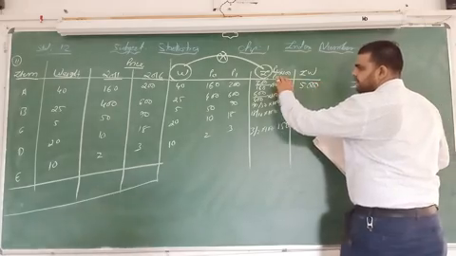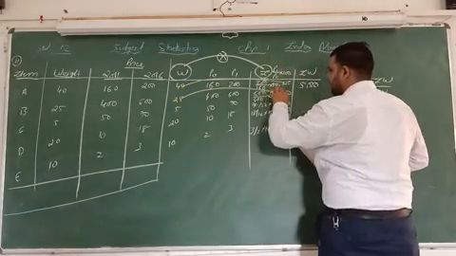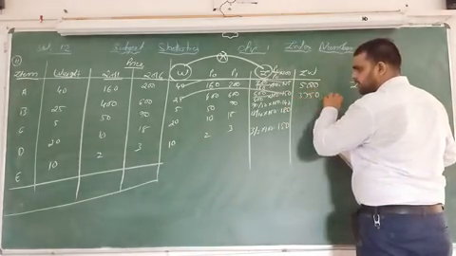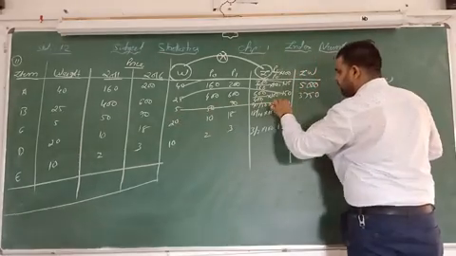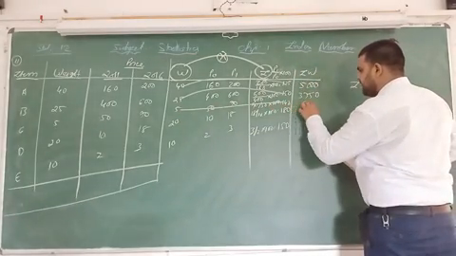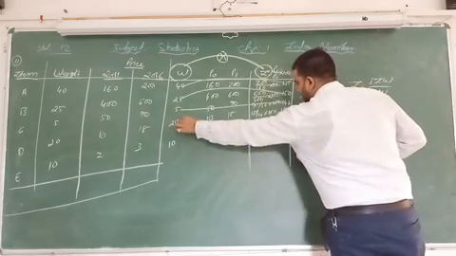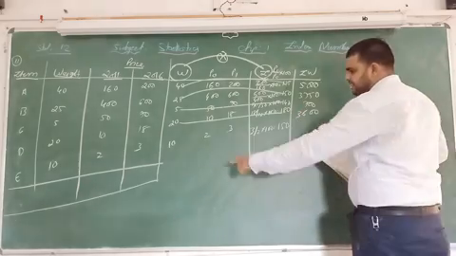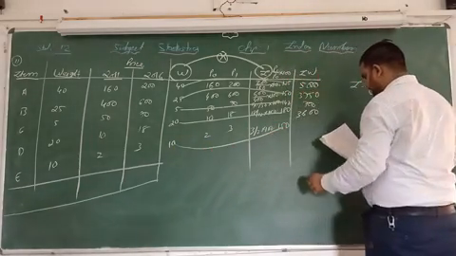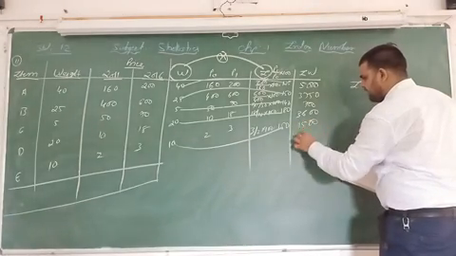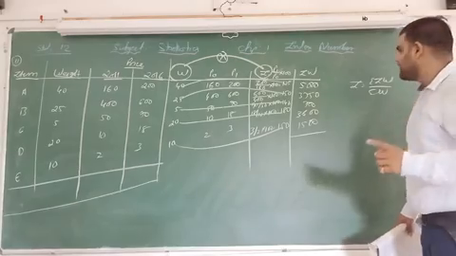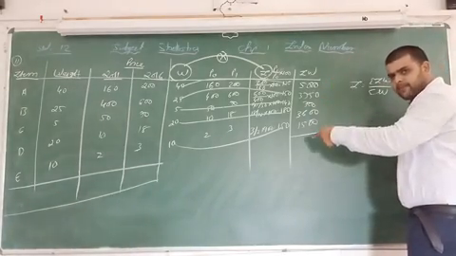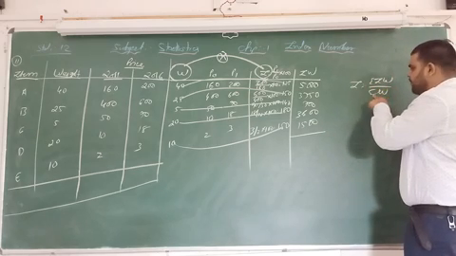So here 125 into 40, then 25 into 150, that is 3750. Again 5 into 140, so 700. Fourth, 20 into 180, so 3600. And fifth, 10 into 150, that is 1500. So we have to get two things. Number 1 is sigma IW, sigma meaning summation. So here sigma IW upon sigma W.